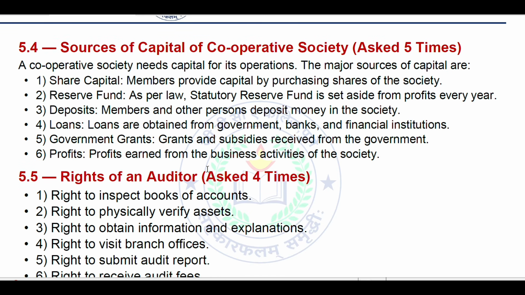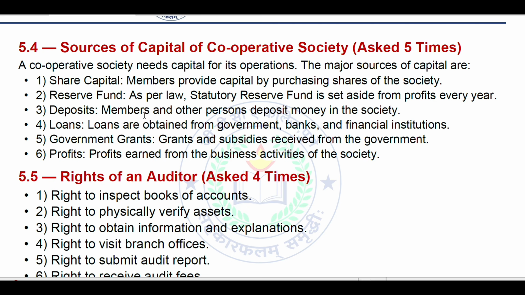Number four, sources of capital of a cooperative society, asked 5 times. A cooperative society needs capital for its operations. The major sources of capital are: share capital, where members provide capital by purchasing shares of the society. Number two, reserve fund. As per law, a statutory reserve fund is set aside from the profits every year, that is 25%.